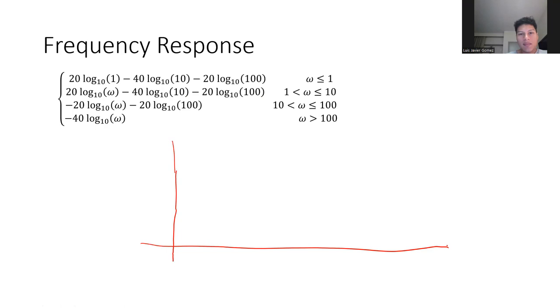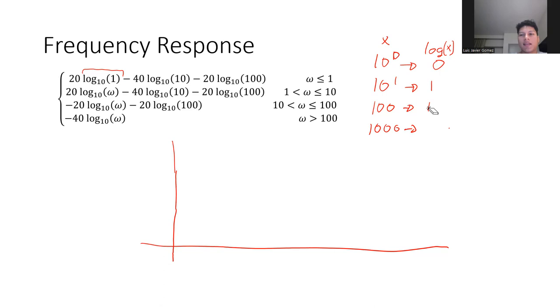So what is the log base 10 of 1? Remember, this is x log x. 10 to the 0 will give you 1, 10 to the 1 will give you 10, 10 to the 2 will give you 100, 10 to the 3 will give you 1000, and so on. So the log of 10 to the 0, which is just 1, gives you 0. And then log base 10 of 10 is just 1. And then this is just 2.